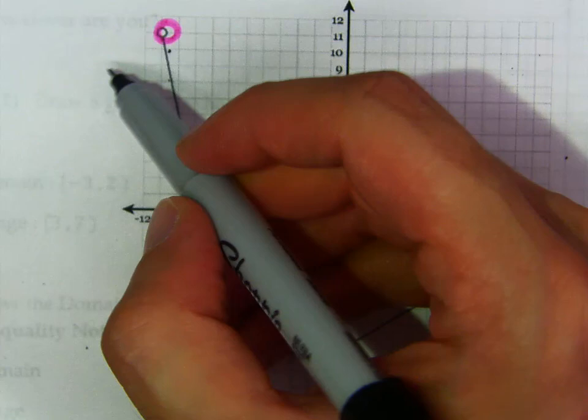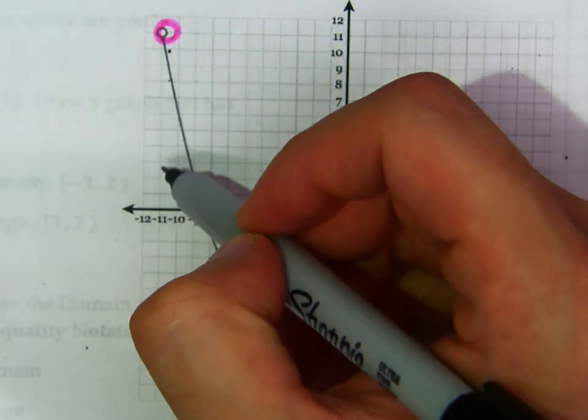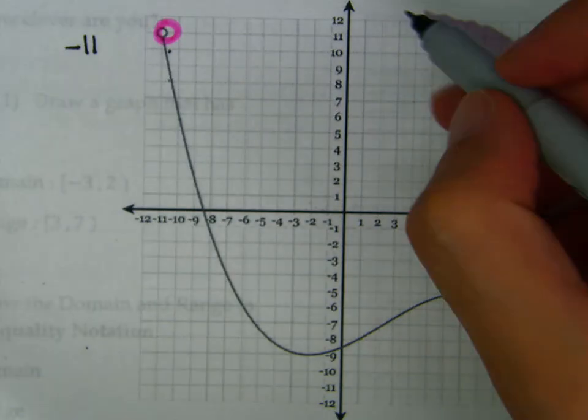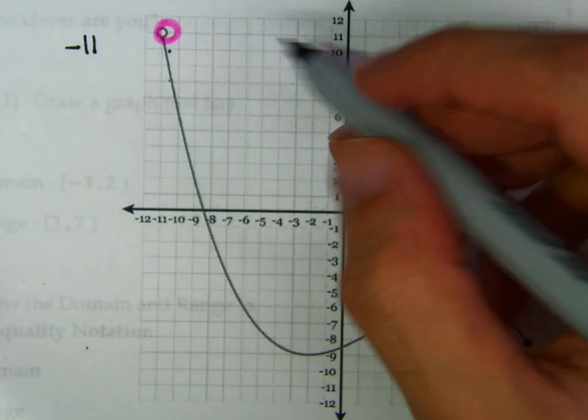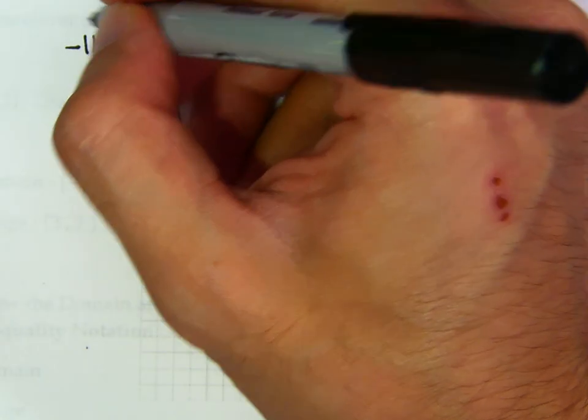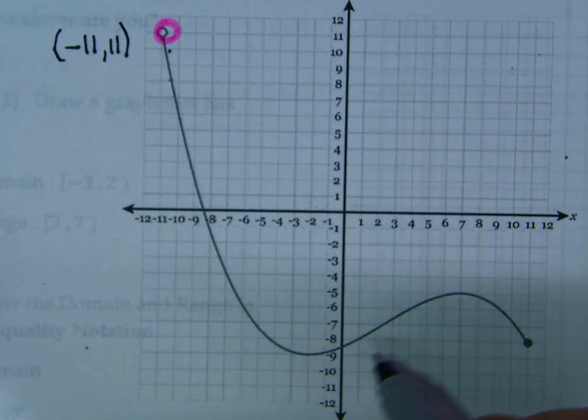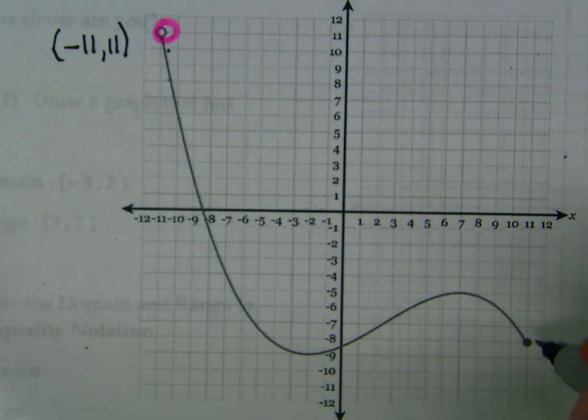What is the coordinate of this point? Notice that it is -11. And what is the y value? The y value is 11. Well, how far right does the graph go? The farthest right is over here. And it just happens to be +11 for my x value and -8.